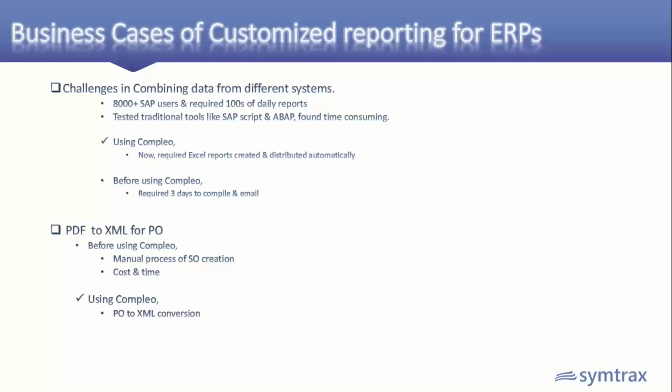We provided them an email connector. All the customers send the purchase order to that email address, and we are monitoring that email address. Once an attachment comes to that email address, we capture it in Complio and convert it to XML for further usage. They have written a program for exporting the XML to SAP, and they are automating their PO to SO process.